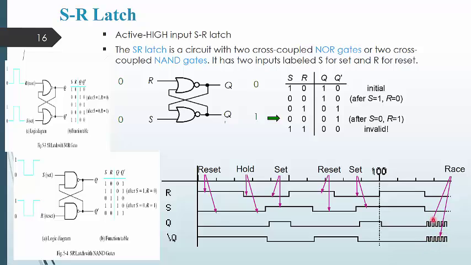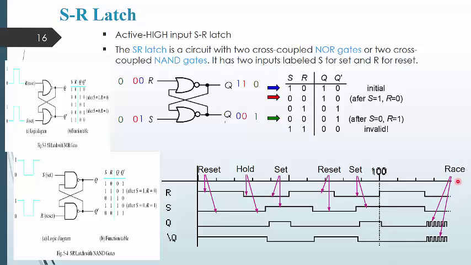And when such like this condition exists in SR latch, this condition is said to be the race around condition. When S and R both are 1 and because of that the output is said to be invalid, which is continuously going to change its level from low to high or high to low, and this condition is said to be the race around condition for the SR latch.